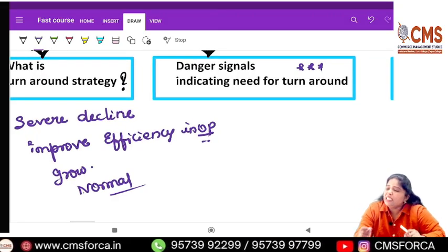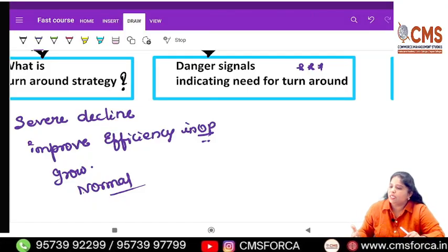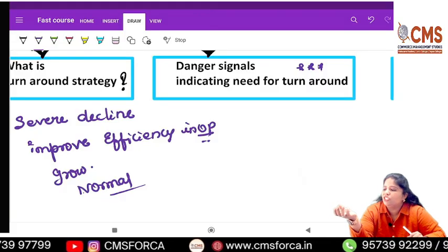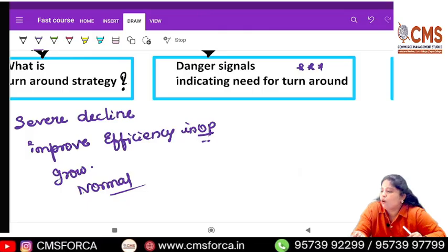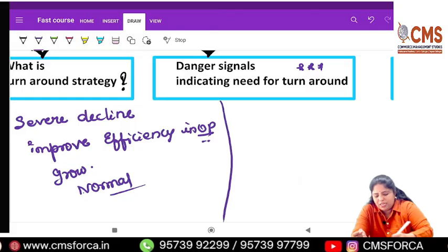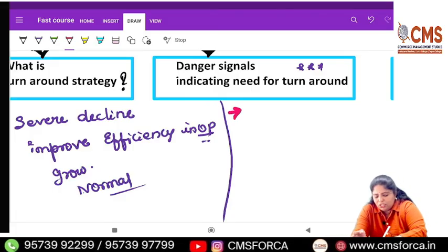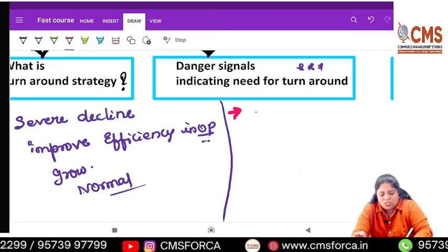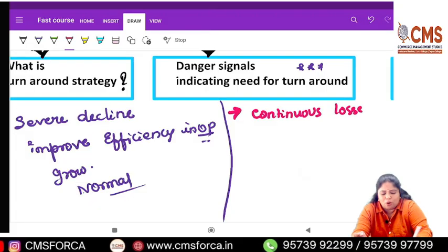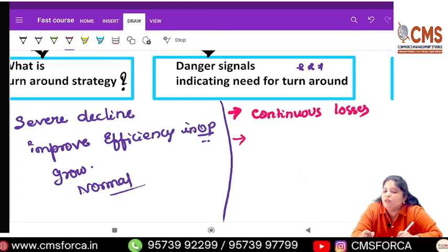So, danger signals indicating the need for turnaround. When can organizations look out for a turnaround strategy, or you may find a question like: what are the reasons that force organizations to opt for a turnaround strategy? The major reasons where organizations can think of a turnaround strategy: continuously they are seeing losses. There is no change in the graph. The graph is gradually dropping and dropping. So continuously they are having losses, and that too severe loss.